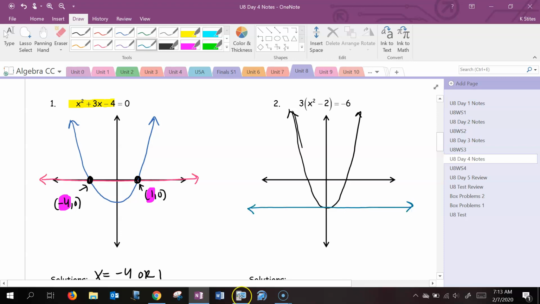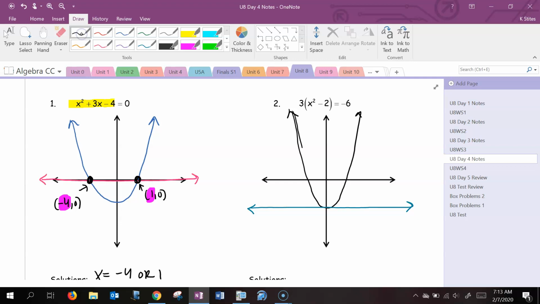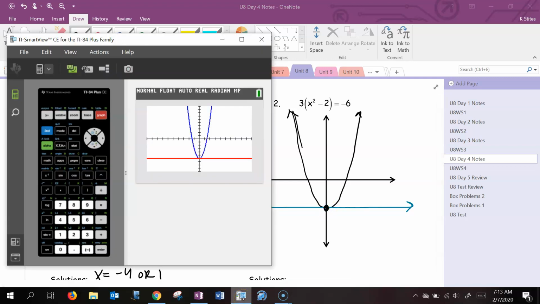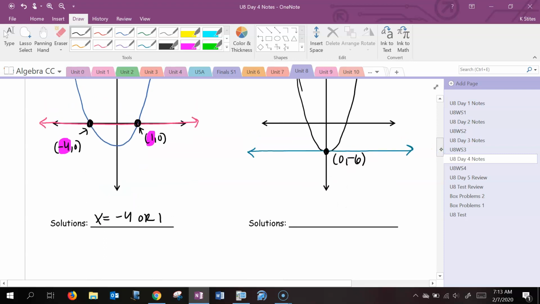Okay, and if you notice, it looks like there's only one intersection point right down there at the vertex. So we'll just put one dot here. And again, to find our intersection points, second trace 5, enter, enter, enter. Okay, and we get 0, -6. So please label that on your graph, and then for your solutions, you're just telling me the x coordinate. So x equals 0.